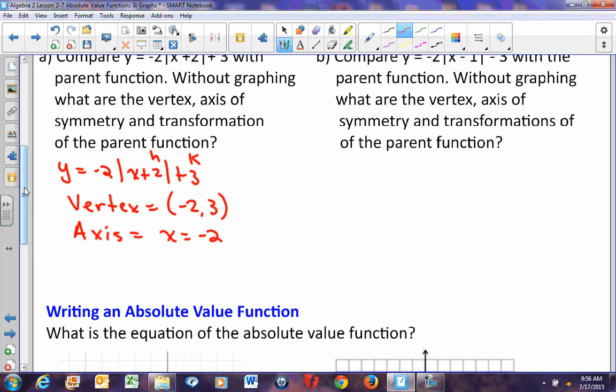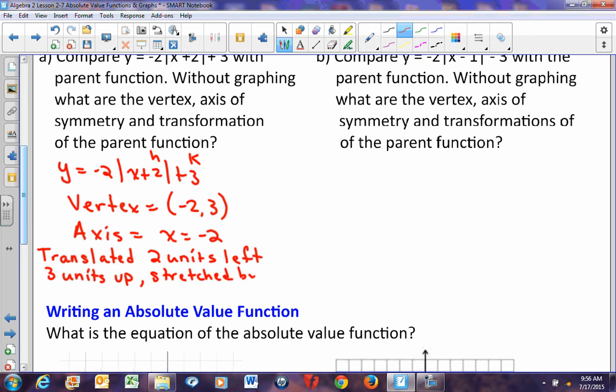And so this graph is translated 2 units left, 3 units up, and stretched by a factor of 2 and then reflected across the x-axis. That's a lot of things to say, but we'll do that. It's translated two units left, three units up, stretched by a factor of 2, and reflected over the x-axis.